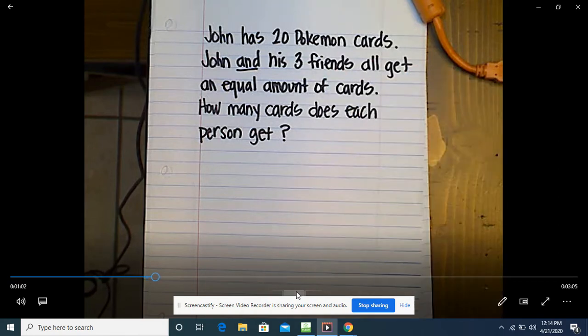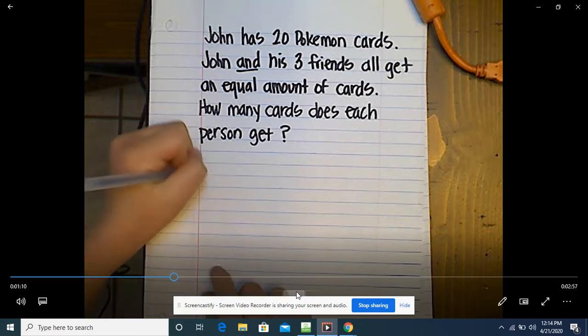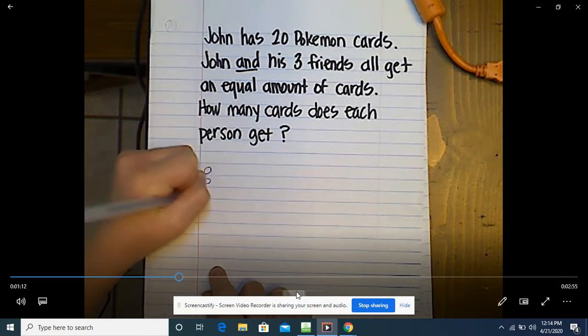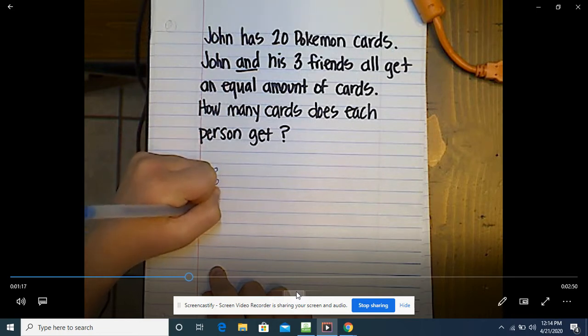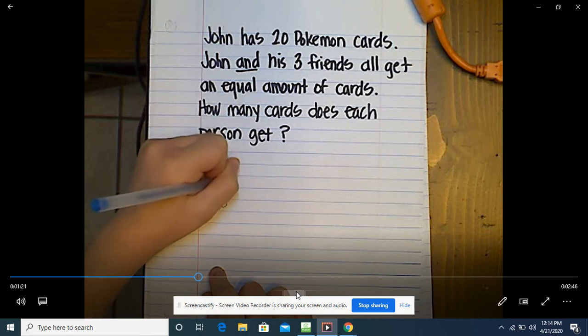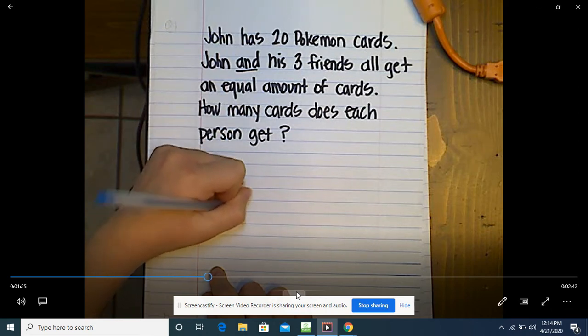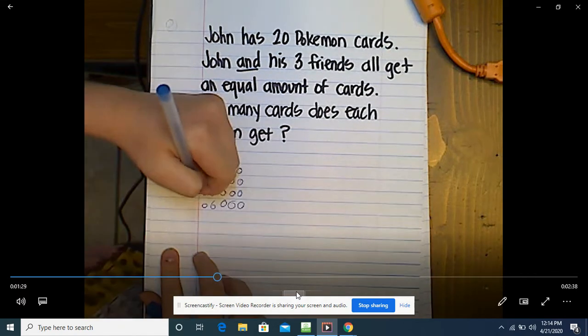And what is it that you're trying to figure out? I'm trying to figure out how many Pokemon cards each person gets. Okay, do you think you can show a pictorial representation of that? Yes. Are you finished? Yes. Okay, can you circle your groups for us to see, or your people?